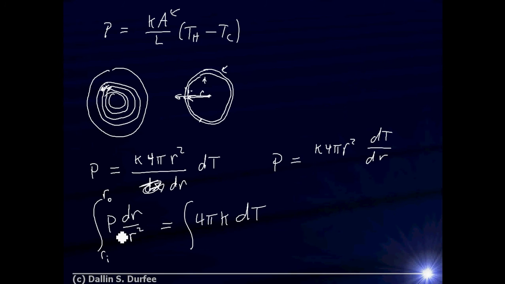The inner diameter was 3 meters, so I'm going to integrate from 1.5 meters. The outer diameter is 6 meters, so the outer radius is 3 meters. So I'm going to integrate from 1.5 meters to 3 meters, and this is what I'm going to integrate.